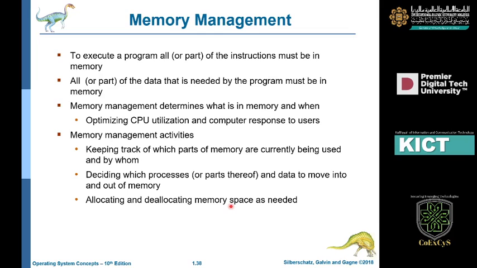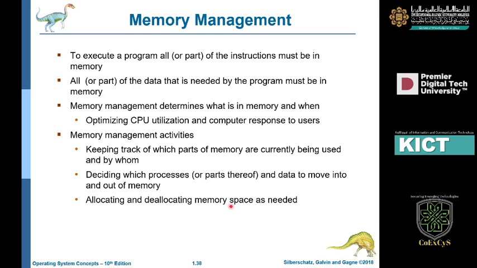Now, memory management determines what is in memory and when. We have a lot of processes to run. We have a scheduler. We might select some of these processes and take them from a hard disk and put them in memory. If memory is not big enough, we will choose parts of a process, or we can fit all of it in. So this is some of the job of memory management in the operating system.